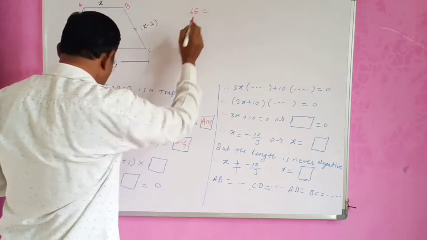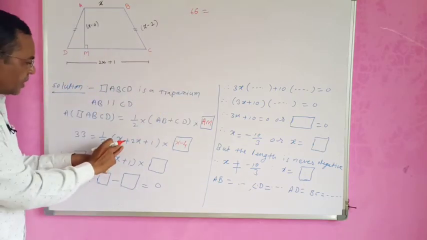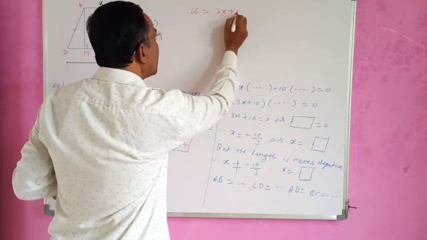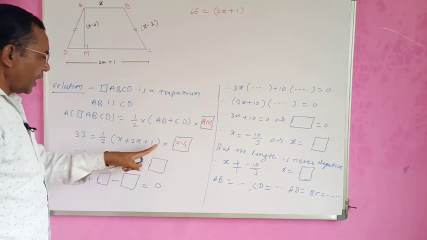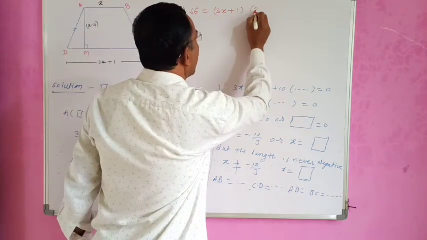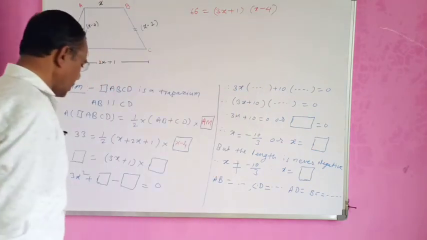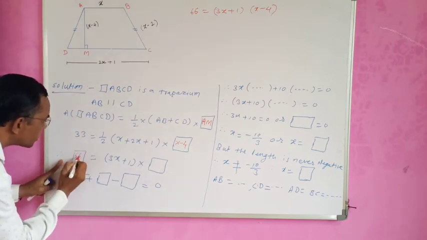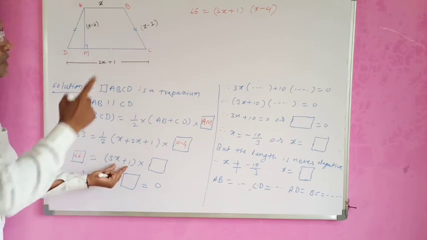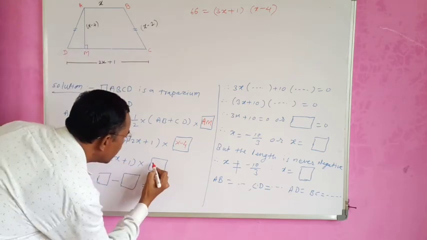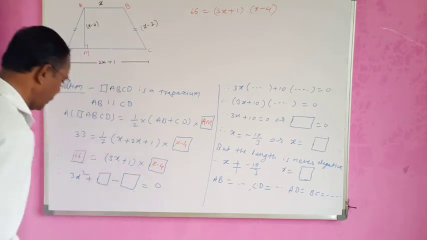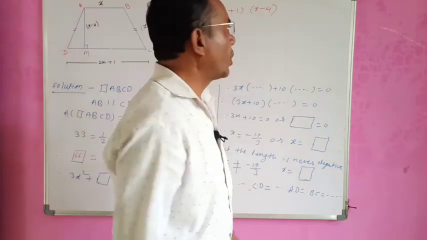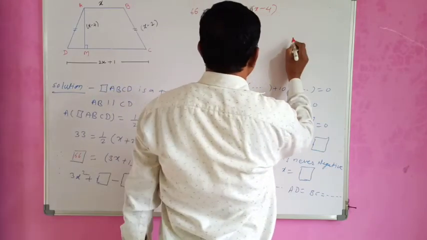66 is equal to, what will be in the bracket? x plus 2x, that is 3x plus 1 in the first bracket, and the second bracket will be x minus 4. Now see here, what will be here? Here will be 66 is equal to 3x plus 1, and in this bracket x minus 4. Now we will solve these two brackets here.